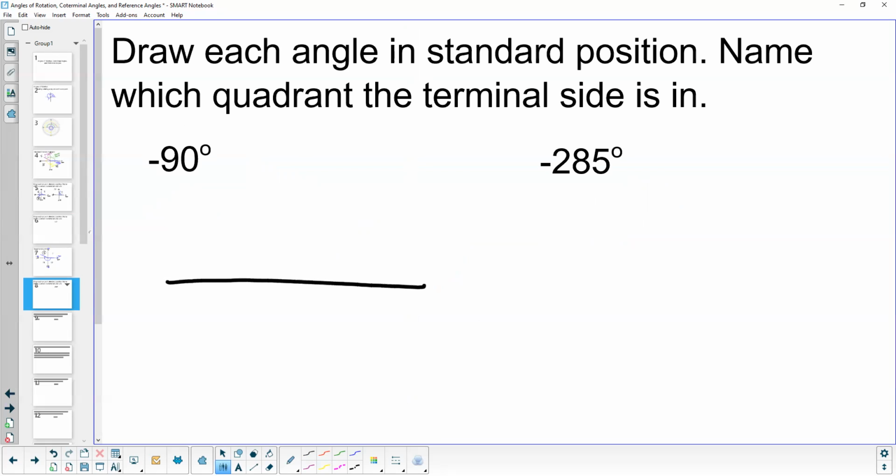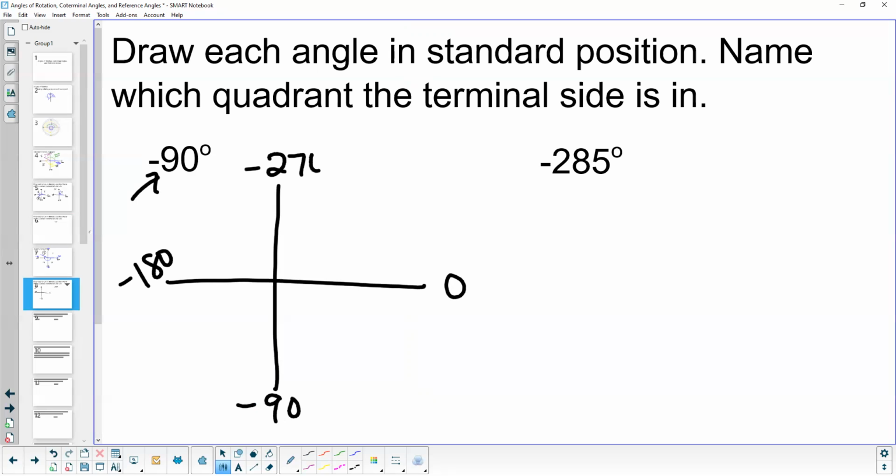So in this case, we want to go through and label our axes the way we did before. Because this is a negative angle, we want to label our chart with the negatives. This is going to go 0, negative 90, negative 180, negative 270. Awesome. Then we have our terminal side. We're going to negative 90, which is just right here. And we're going to go this way.